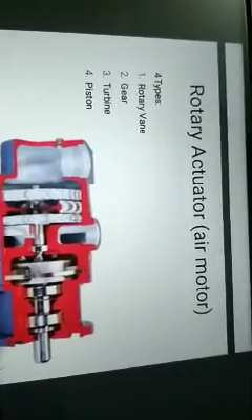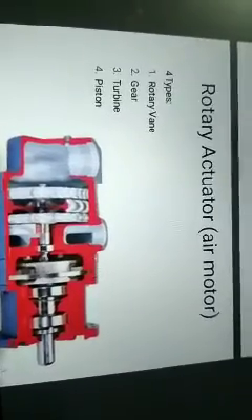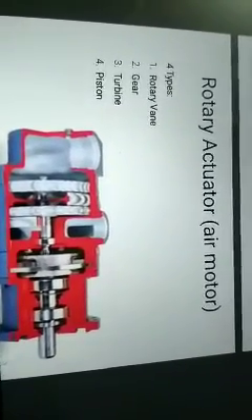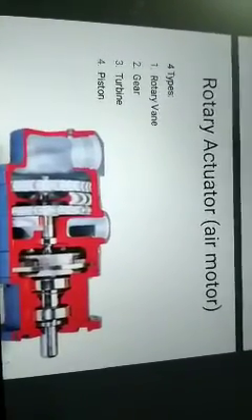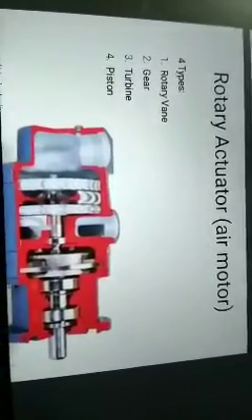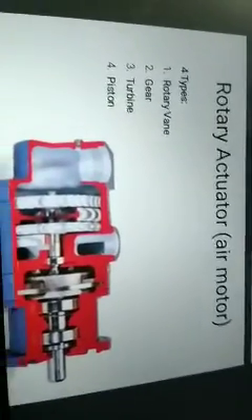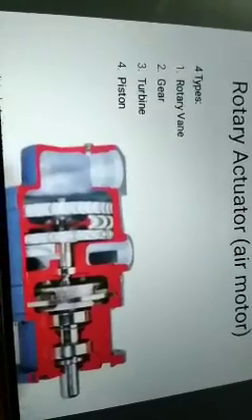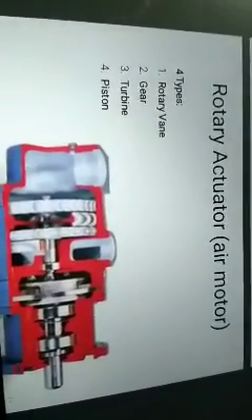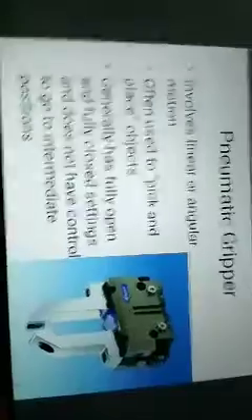The rotary actuator or the air motor has four types, or rather four features: the rotary vane, the gears, the turbine, and the piston. Now, these four components have been systematically described from left to right. In the leftmost part, we have the rotary vane, then a combination of gears, then the turbine in the absolute middle, and the part where the action is taking place, the piston.